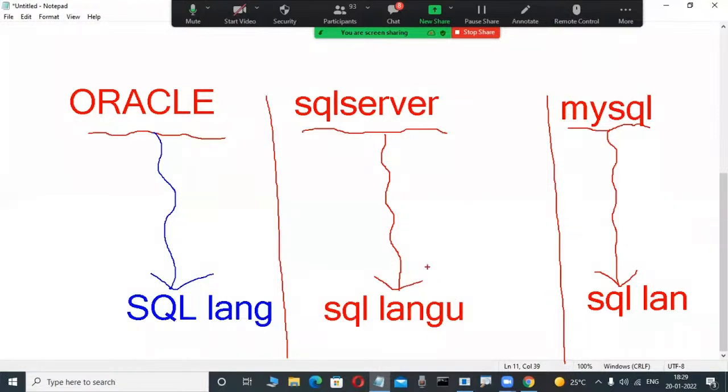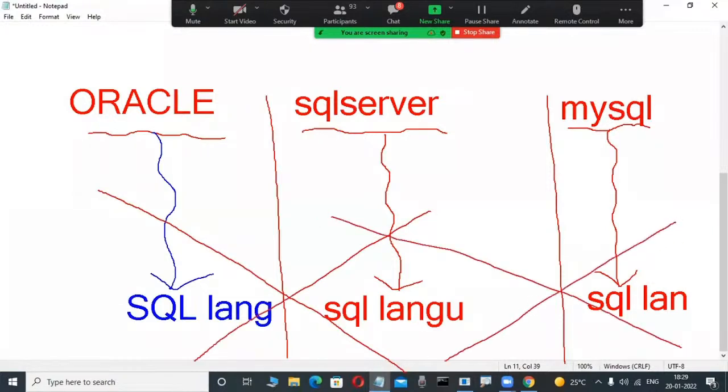Easy. Maybe some technical persons in our class are telling it. Are all these SQL languages the same or different? Very good. In our class, so many fellows are saying they are the same. That is 100% wrong. All these SQL languages are different, not the same.